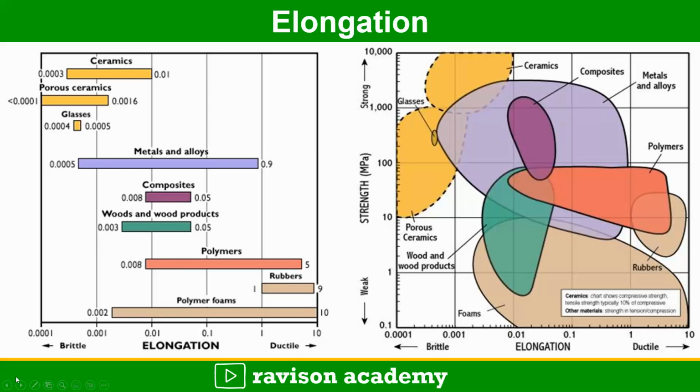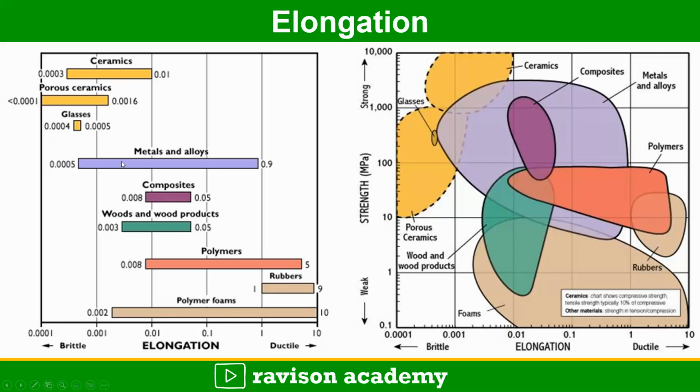In the first picture, we can see if the elongation is less, we can classify it as a brittle material. If the elongation is more, by a factor of 10, it is classified as a ductile material. Polymer foams have more elongation, rubber has more elongation, polymers have more elongation, then wood has very little elongation, then composites have medium elongation, the metals have elongation up to a 0.9 factor, and ceramics, porous ceramics and glasses, all the things which come under this yellow color, are classified as ceramics. Ceramics have a brittle nature, so the elongation is very little.